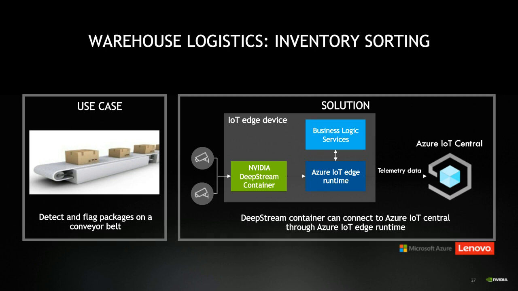These insights are then sent to the Azure IoT Edge runtime. The business logic services created by Lenovo will generate notification services and communicate back to the runtime. Finally, all the telemetry data is transferred to the Azure IoT Central. Now let's see this system in action. The next demo that you're going to see was put together by Lenovo to show a proof of concept of what we are building. So let's jump into the demo.